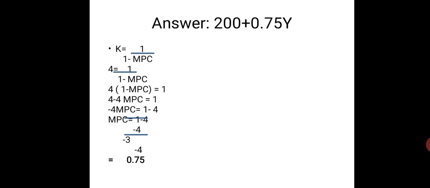As we already know the multiplier is 4, K equal to 1 by 1 minus MPC, so 4 equal to 1 by 1 minus MPC. We need to find out the MPC, so we do the basic calculation. That is 4 into 1 minus MPC is equal to 1, that is 4 minus 4 MPC is equal to 1. Ultimately we will get the answer 0.75, which is the MPC.